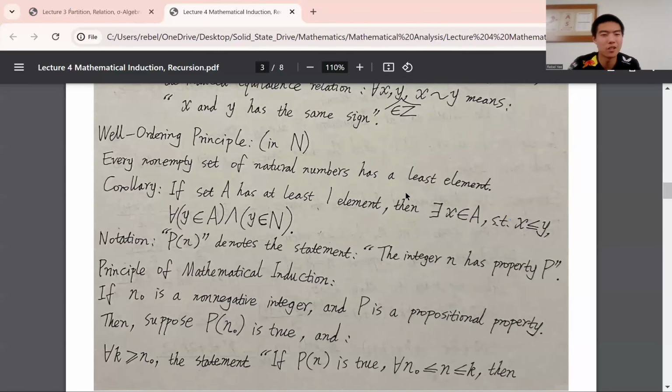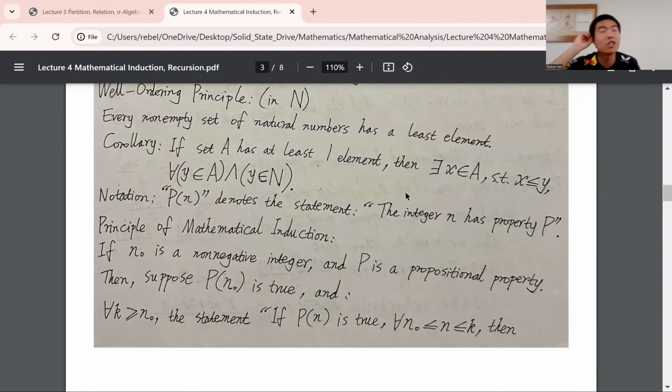We are done with relations, and we are talking about mathematical induction. This is a very important proving strategy. I would say it is in the same position as contrapositive, direct proof, and proof by contradiction. There's also one new proving strategy we'll talk about today, which is called proof by mathematical induction. And the prerequisite for that is set theory, and also a principle, an axiom called the well-ordering axiom in natural numbers.